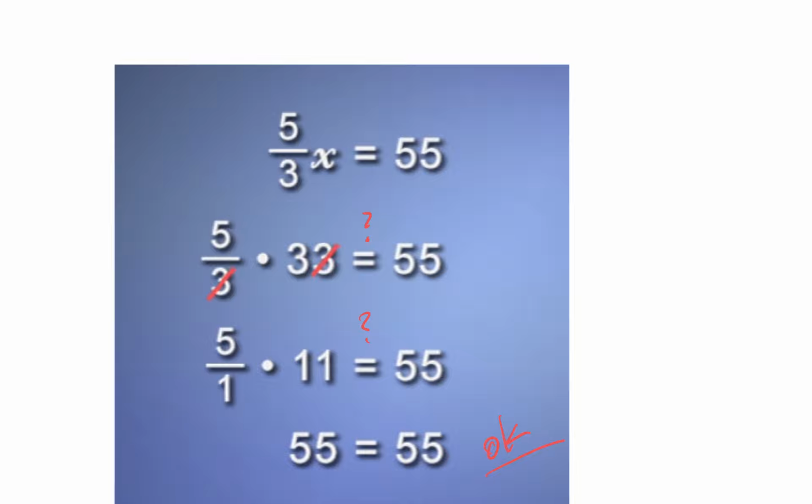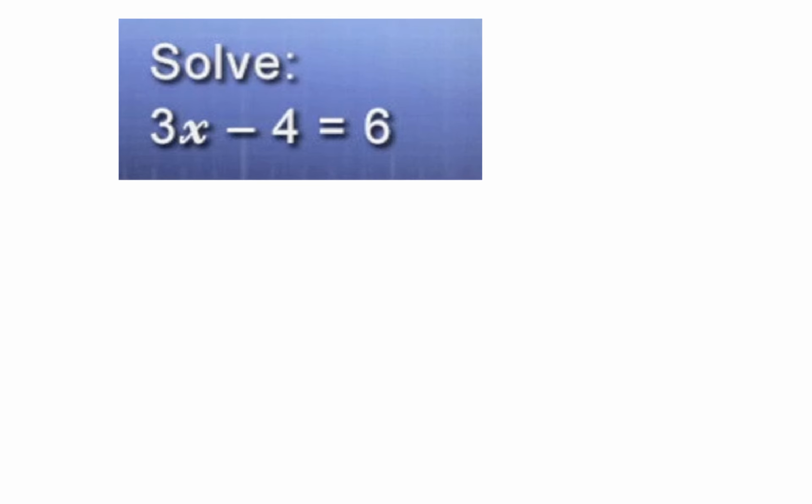I have written 33 as 11 by 3. The 3 will cancel, and the 11 will stay. 11 multiplied by 5 equals 55. So it's correct. It's the answer.